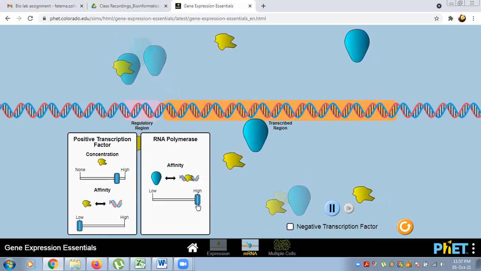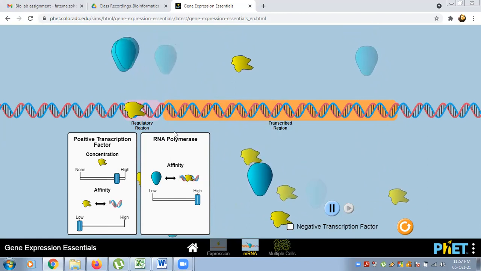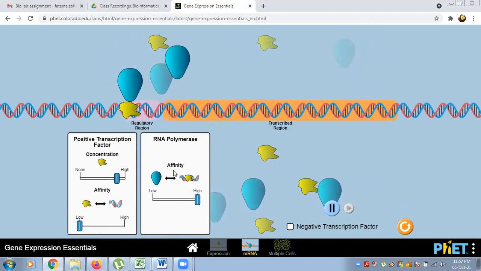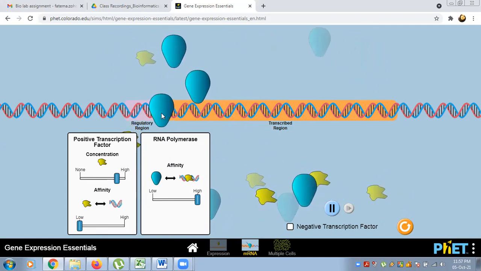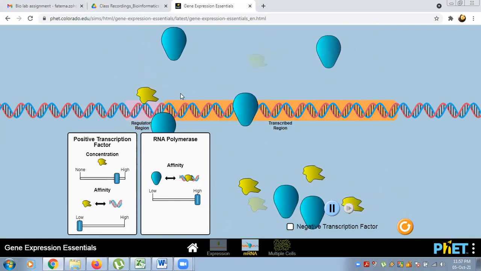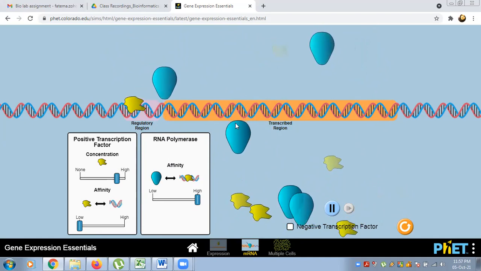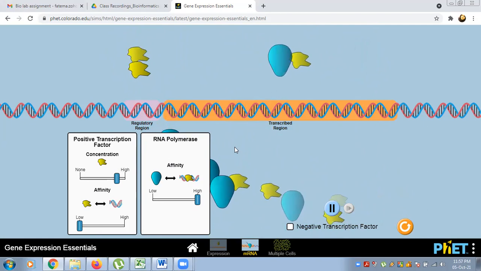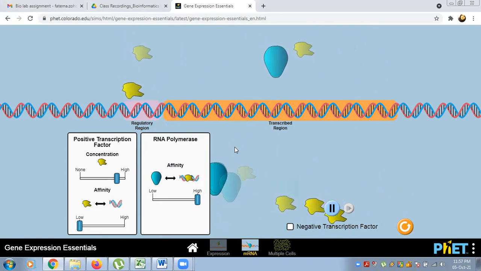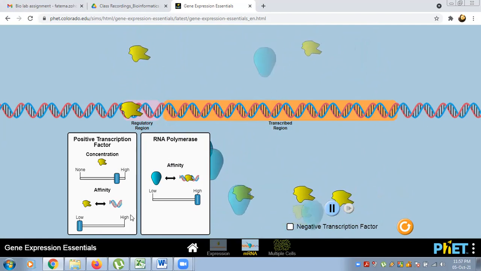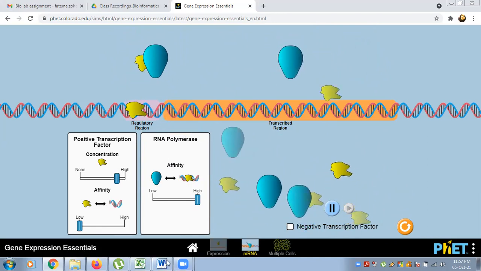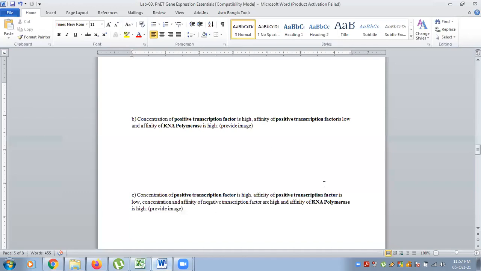And then you see the RNA polymerase is also in very high amount here. The affinity of RNA polymerase is also high, but they are not being bound to mRNA. So this is the mRNA. Okay. Now, you will take the screenshot of the process and add it to your manual.